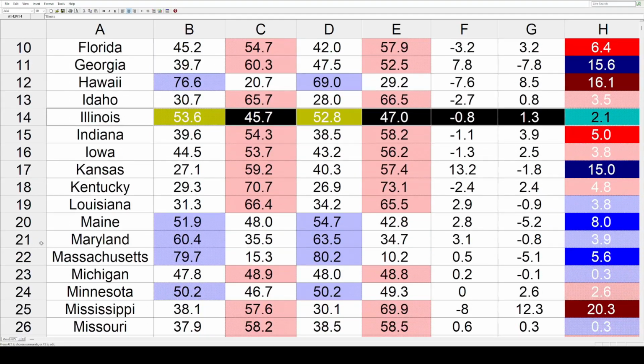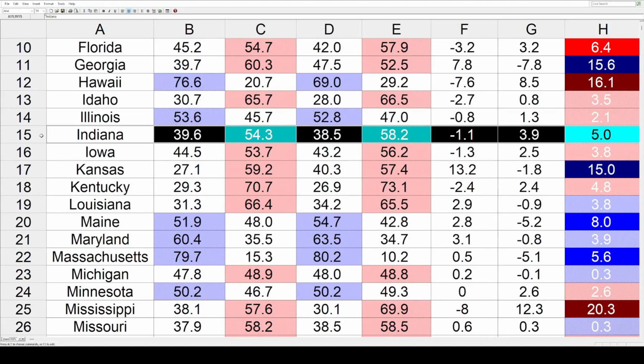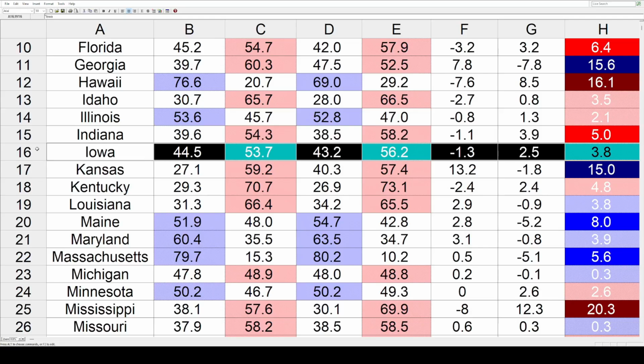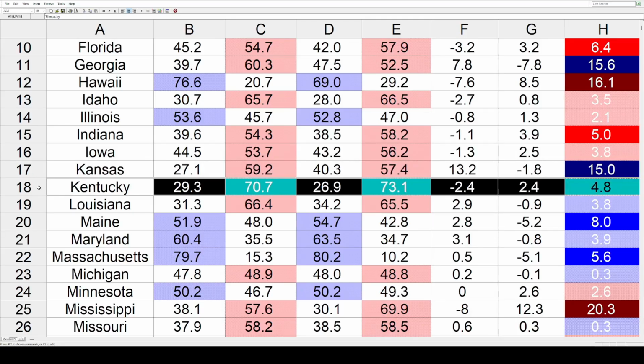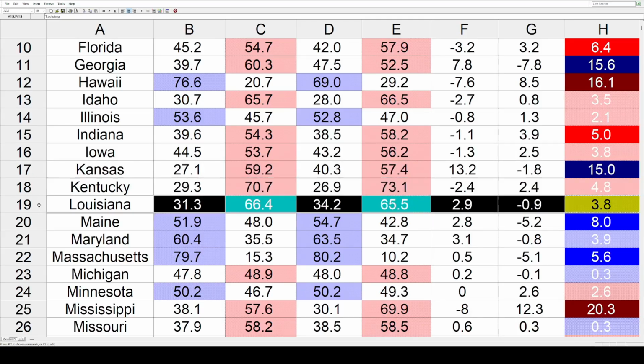Illinois, even smaller at 2.1%. Indiana, an even 5% toward the Republicans. Iowa is also in that direction by 3.8%. Kansas, however, went hard toward the left by 15%. Kentucky, redder by 4.8%. Now we've got some blue shifts.